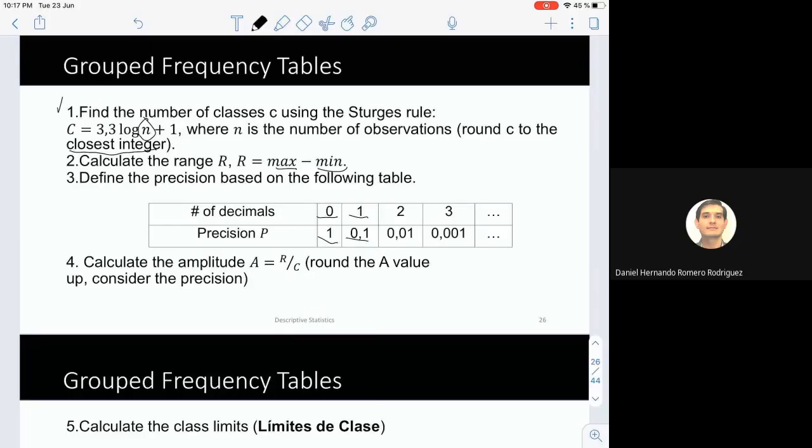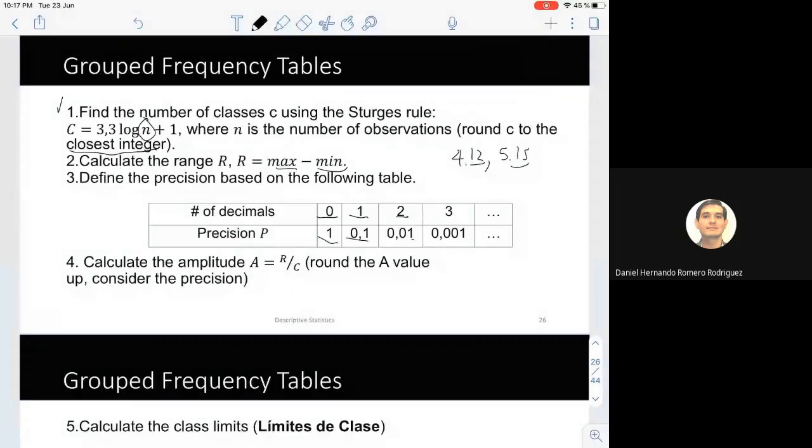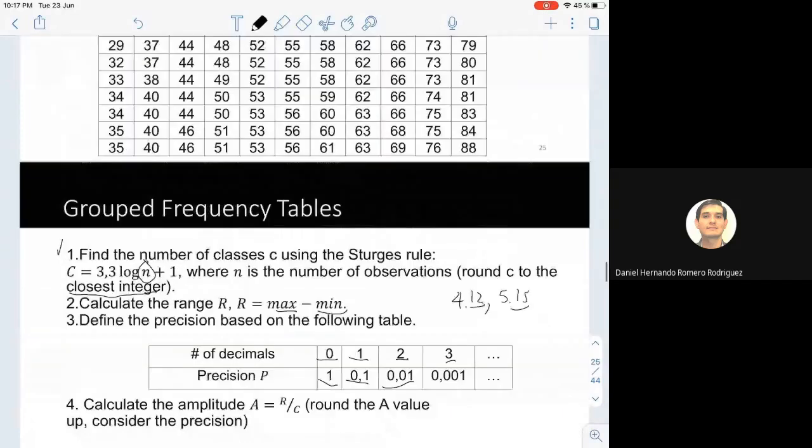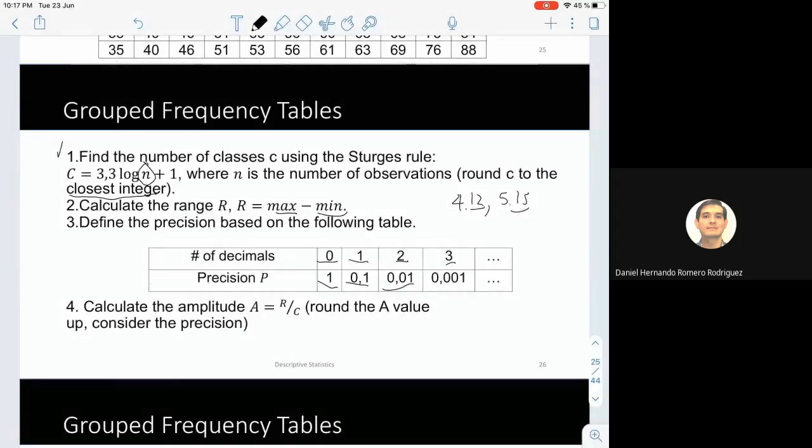Now, if there are two decimals in our observations, imagine that our observations are 4.12, 5.15. If that's the case, then we have two decimal digits, right? Therefore, our precision in that case is going to be 0.01. And we keep adding zeros as we have more decimals. So if we go back to the example, please notice that there are no decimals. Therefore, the precision is equal to 1. And again, when we are solving the problem, we will get more details about the precision.